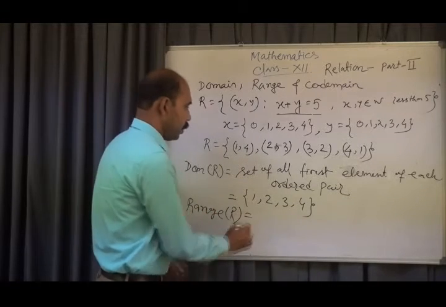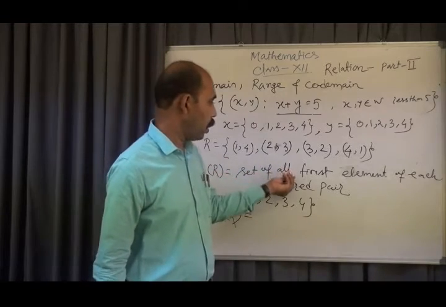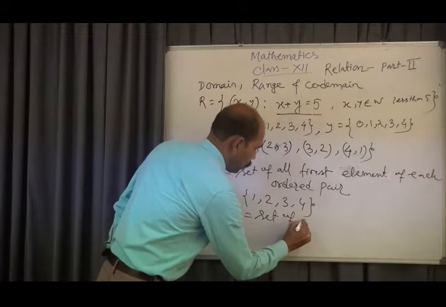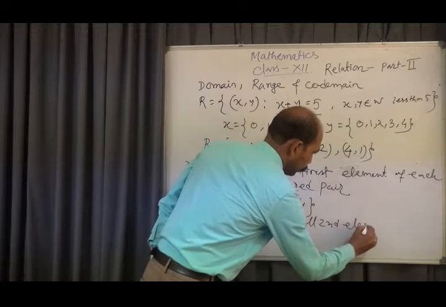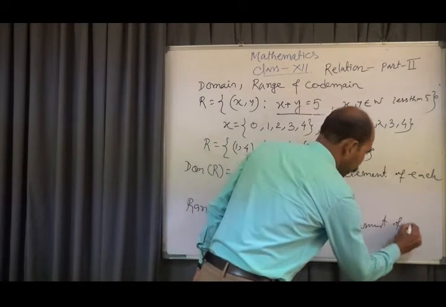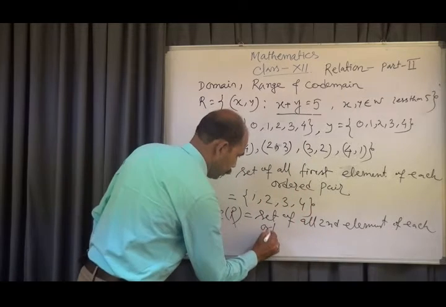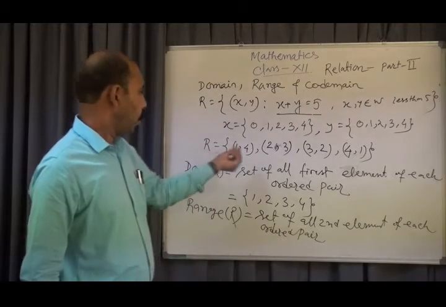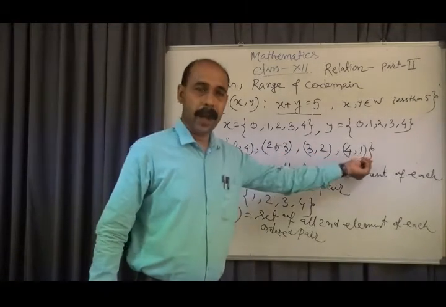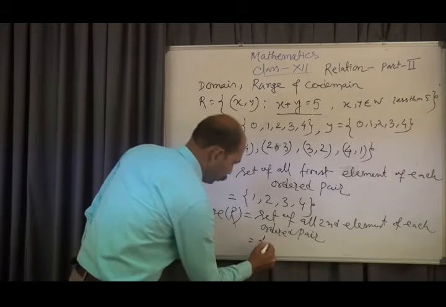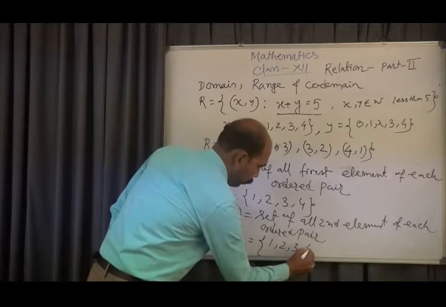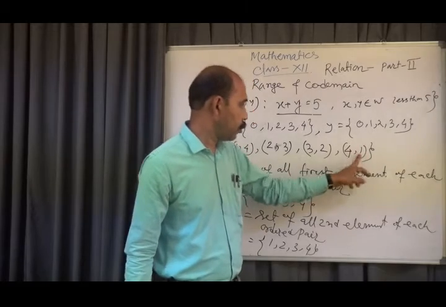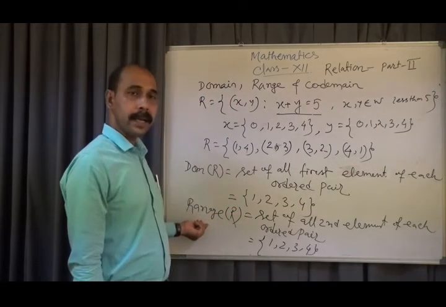Next, range. Range R equals the set of all second elements of each ordered pair, that is 4, 3, 2, and 1. So you can write the range R equals {1, 2, 3, 4}. In arranging also you can write it 4, 3, 2, 1, or you can write it 1, 2, 3, and 4. This is the range R.